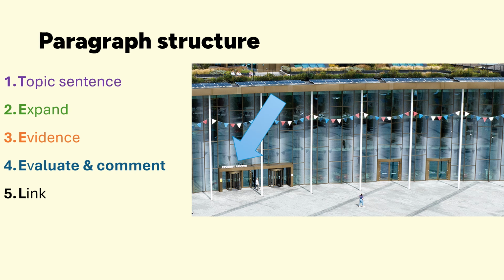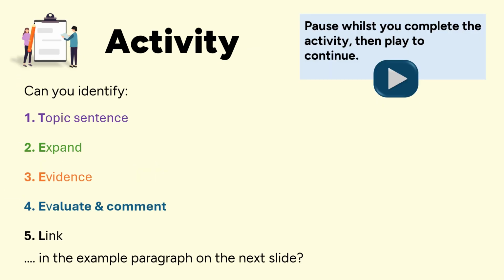Finally, a link sentence which can lead the reader back to the question or take them to the next paragraph, just like the path goes to the next building. So let's see what that might look like. We're going to look at an example of a main body paragraph from an essay which answers the question: to what extent is multitasking a positive force for study?